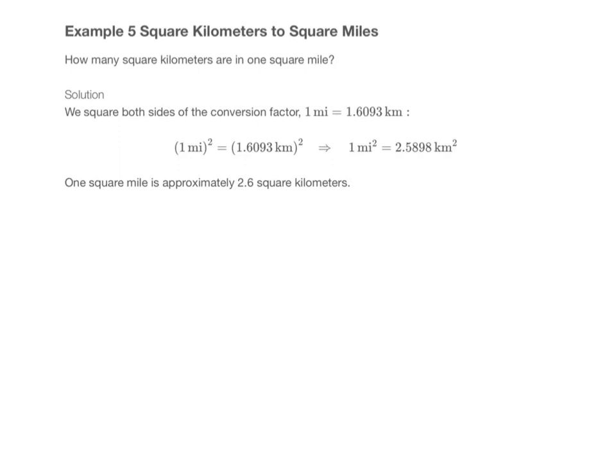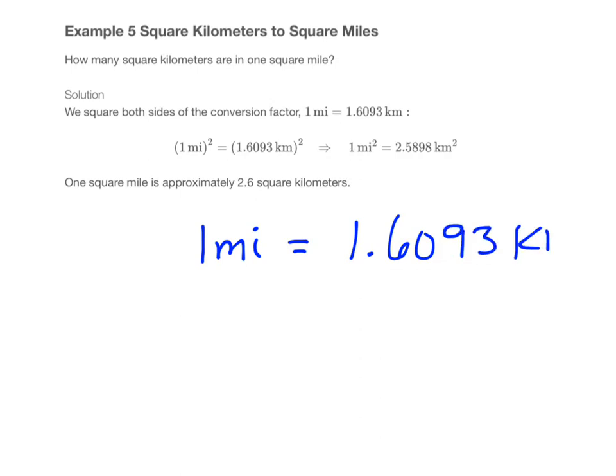Okay, what about square kilometers to square miles? The solution in your textbook uses a rule of equations, which is that you can do the same thing to both sides of the equation and you still end up with a true equation. So if you know the conversion from miles to kilometers, a mile is 1.6093 kilometers, then to get to square miles and square kilometers, we're just squaring both sides. That's a rule from algebra, you're allowed to do that.